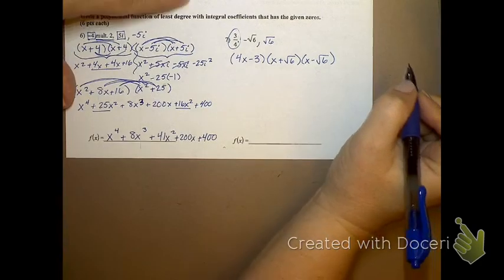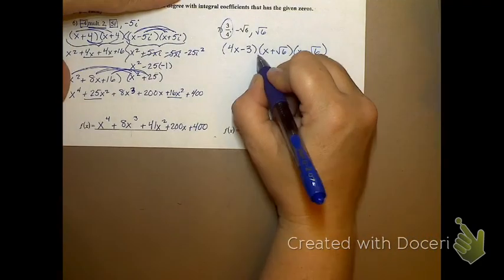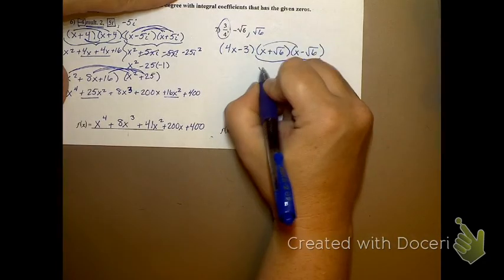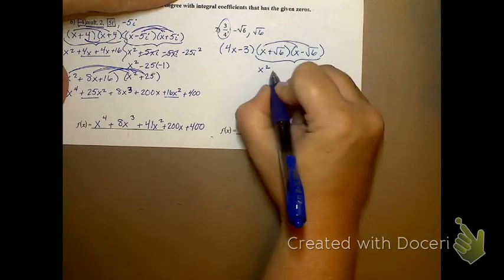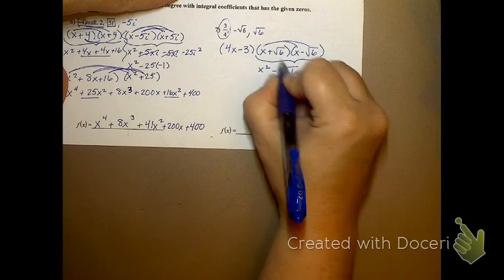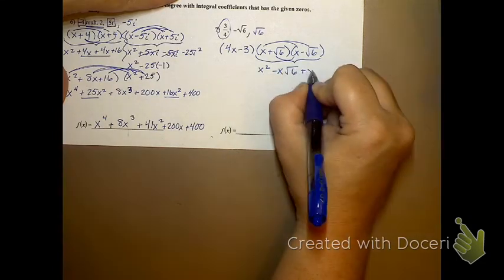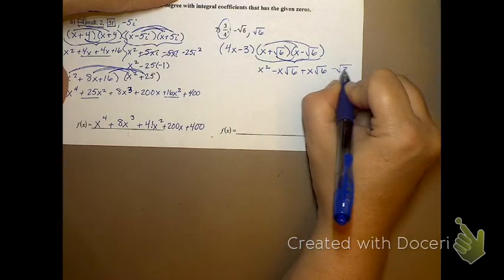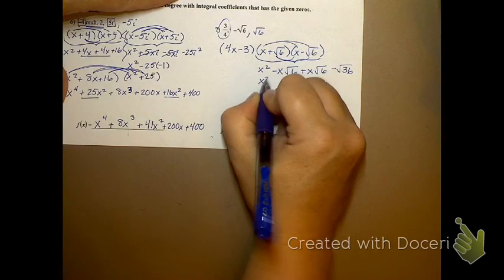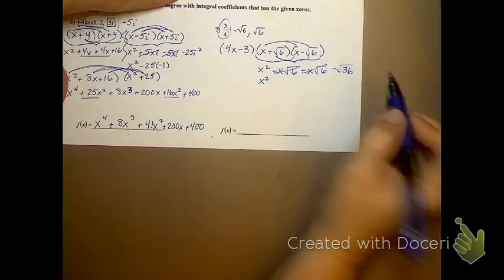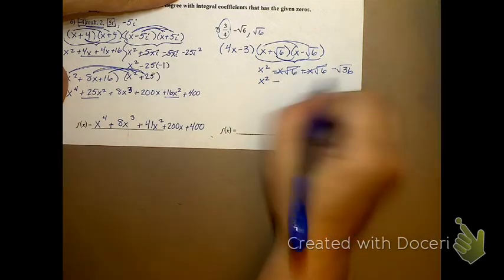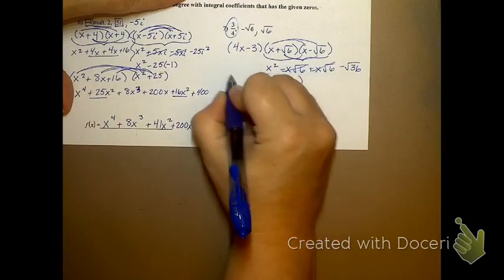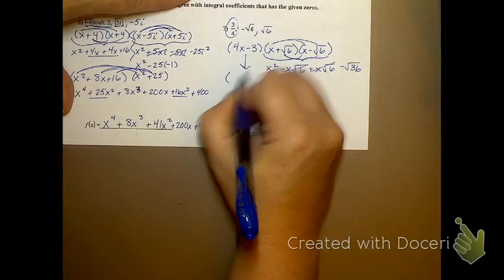What should I multiply first? These, because the radicals will disappear. x times x is x squared, minus x rad 6, plus x rad 6, minus rad 36. So that gives me x squared. Again, the conjugates cancel. Minus, what is the square root of 36? 6. That now needs to be multiplied by the one that I have not touched yet.